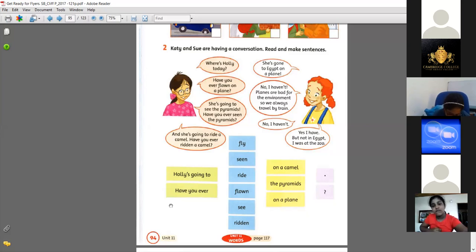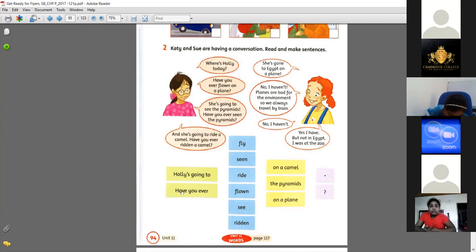When you take have, you plus ever, the verb should be in past participle form, son. Flown, ridden, seen. Not past tense, that should be the past participle. Others are, that means other verbs can use with Holly is going to. Then the verb is in the infinitive, which means the verb does not change. Base form: come, go, drink, eat, write, read, they are not changed. It should be like that.